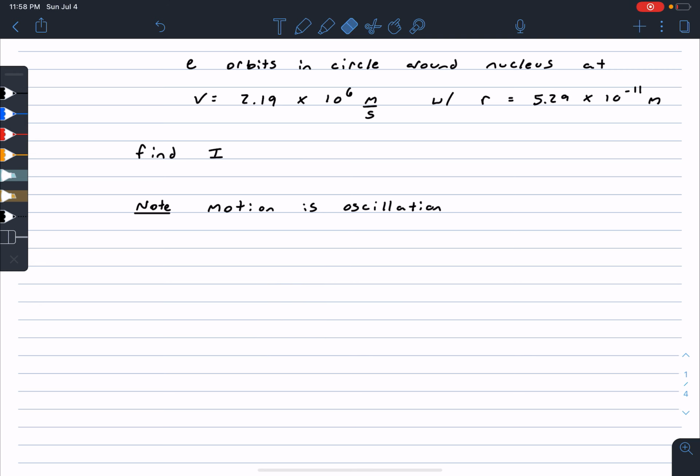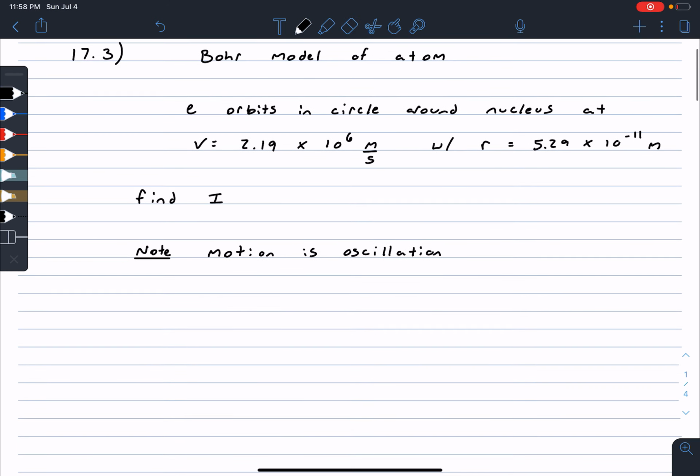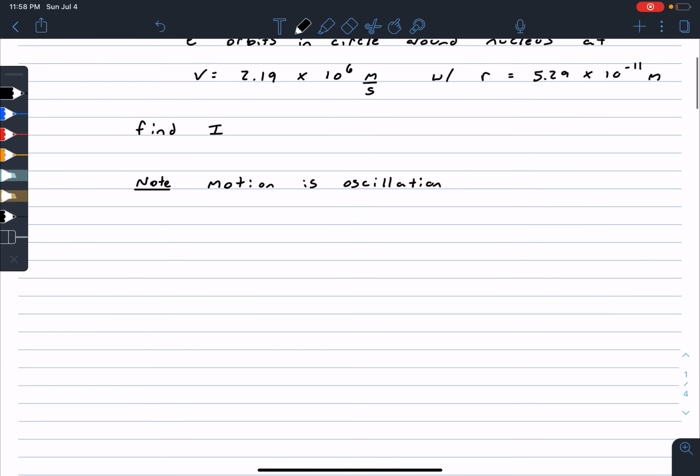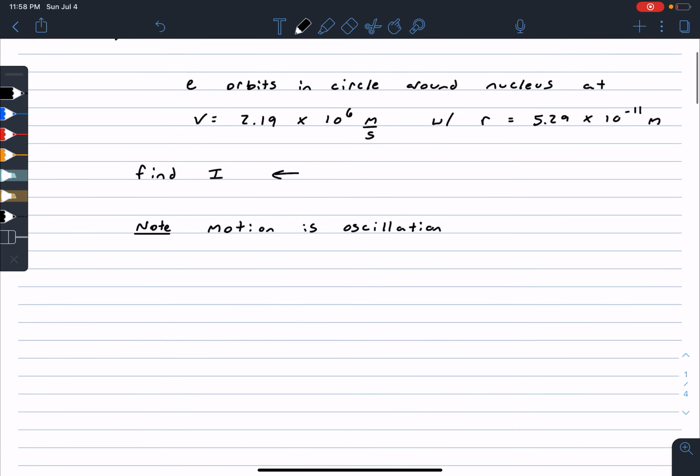And so we're told that the electron orbits in a circle around the nucleus at this speed, with the radius of 5.29 times 10 to the negative 11 meters. And we want to find the current of that electron around the nucleus.